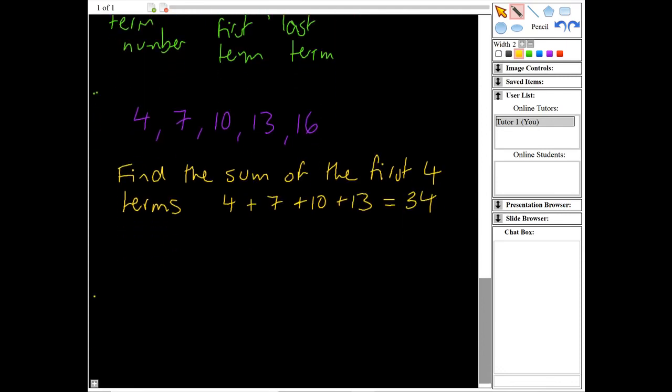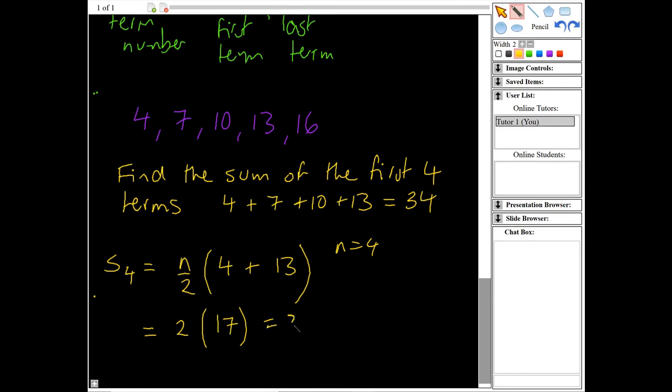Now we can also use it in the equation. So the sum of the first 4 terms should equal n over 2, and then the first term, which is 4, and the last term, which is 13. So if we add those two together and then multiply that by n over 2. So n was 4. So I should have that 4 there. So that's going to equal 2 times 17. So we can see that's 34.